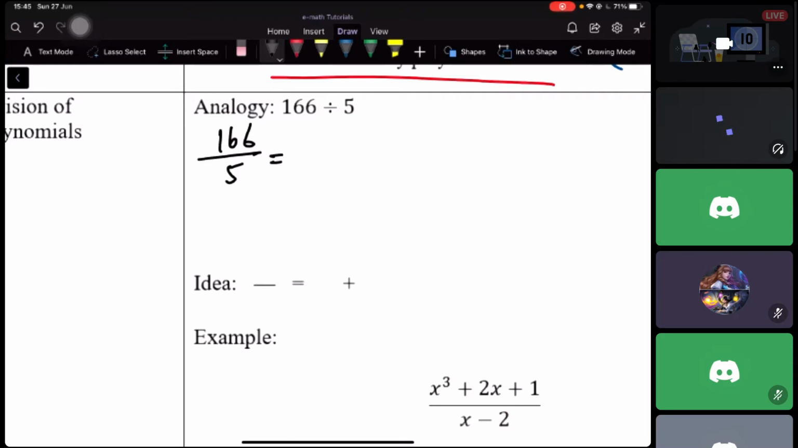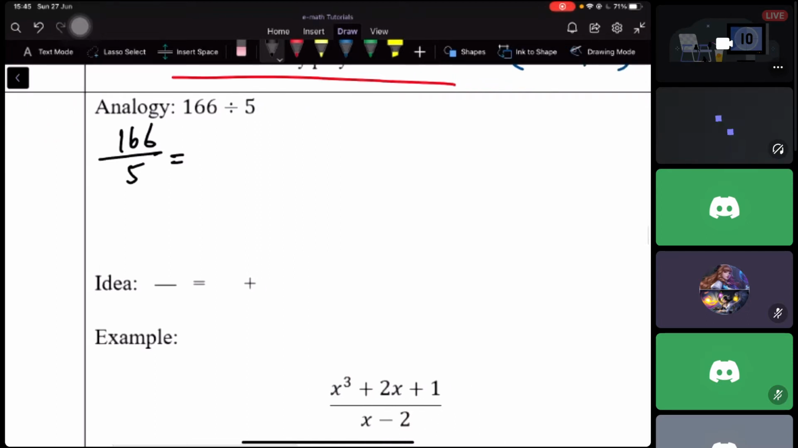Okay, but what is the value? Let's say you can't use a calculator. How did you calculate back then in primary school? Remember, once upon a time, you would draw this kind of thing. You put your 166 inside. You put your 5 outside. And then what do you do?